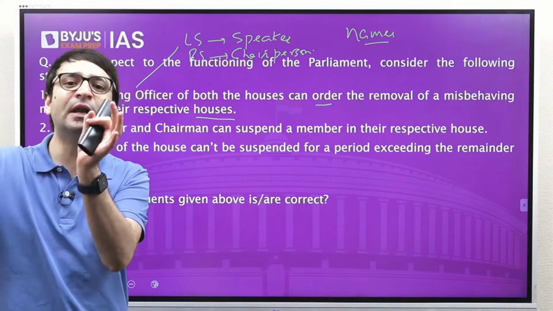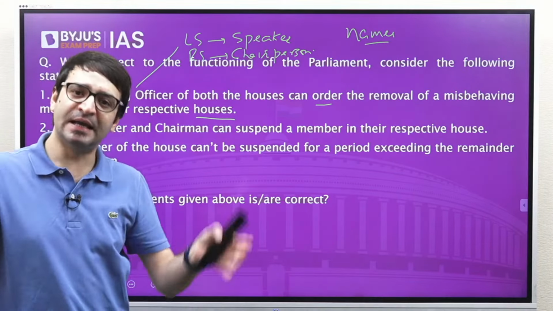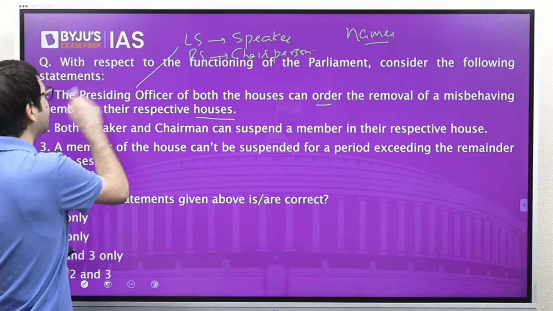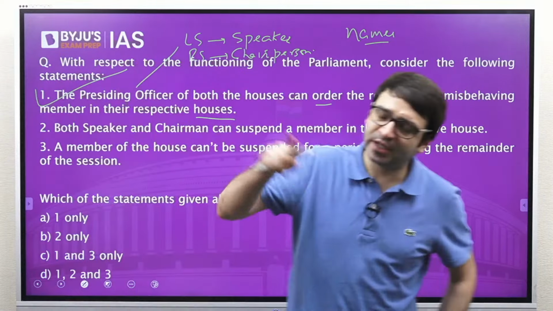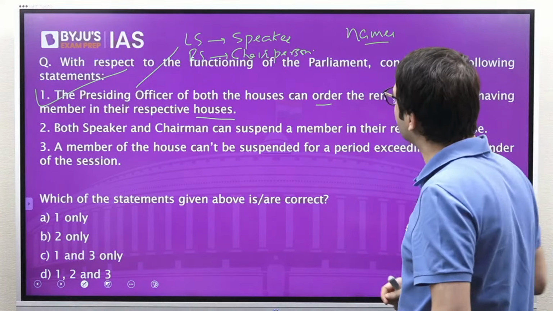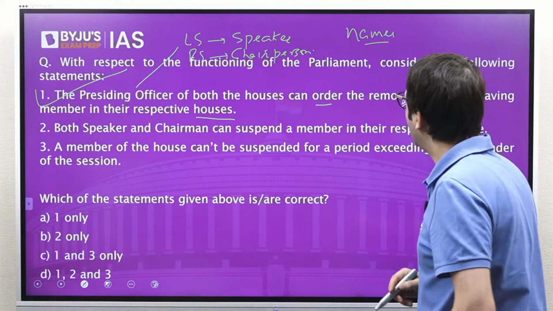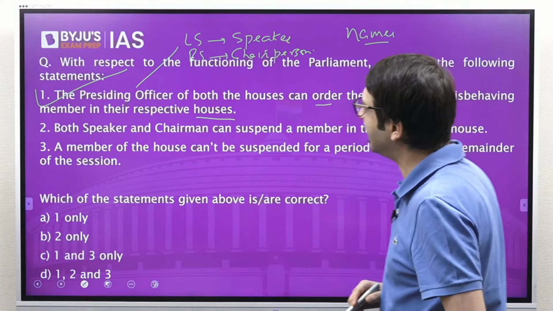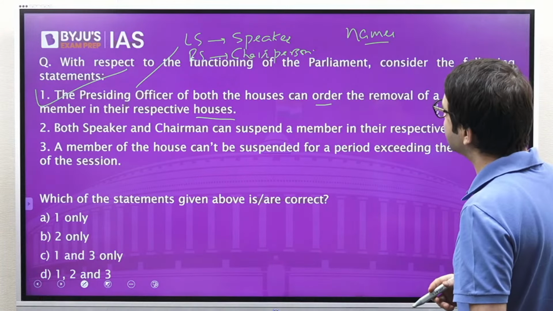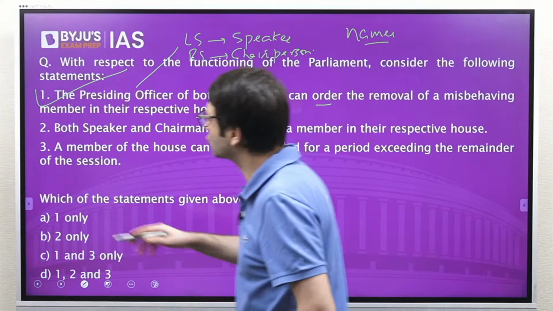Ordering the removal of these misbehaving MPs is the right, the duty, the job, the power of a presiding officer, both in Lok Sabha as well as in Rajya Sabha. So the presiding officer of both the houses can order the removal of a misbehaving member in their respective houses. This statement is correct. Both speaker and chairman can suspend a member in their respective house. This statement is wrong.